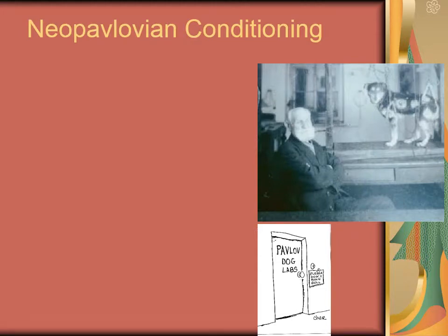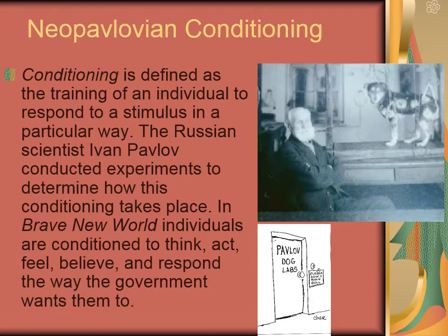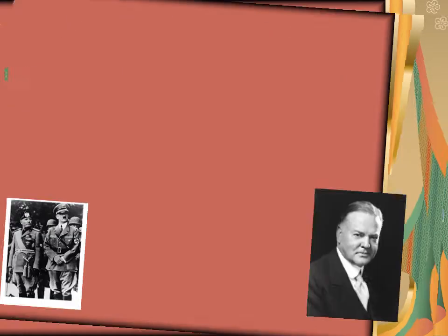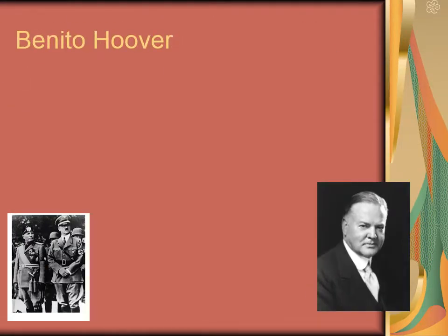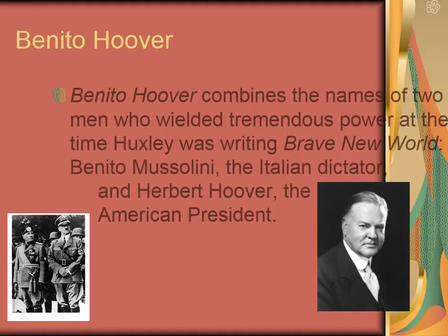Bernard Marx, again, is a reference to Karl Marx, one of the founders of communism and indeed the writer of Das Kapital. Marx called religion the opium of the people. Helmholtz refers to the scientist Pavlov, and in Brave New World, Aldous Huxley extends his research into humans. In Brave New World, humans are conditioned to think and act and feel in the ways the government wants them to.